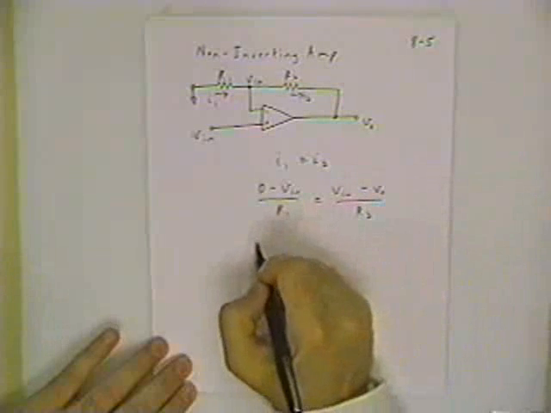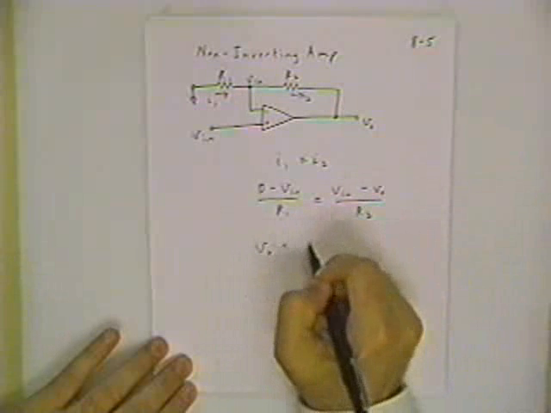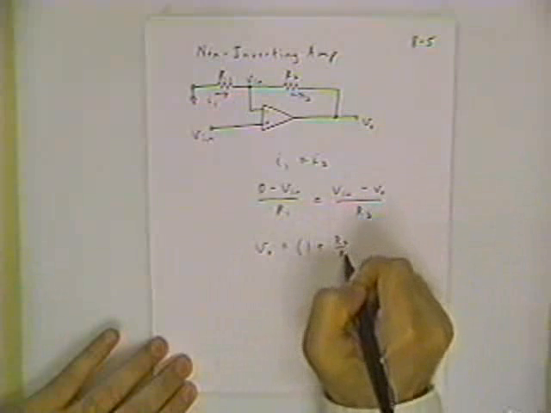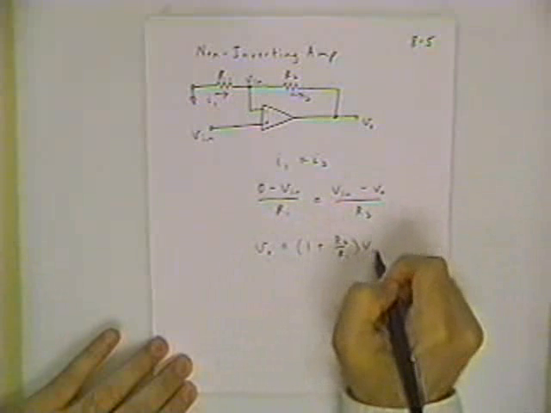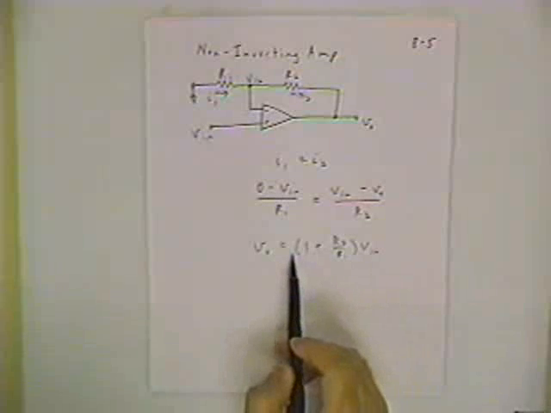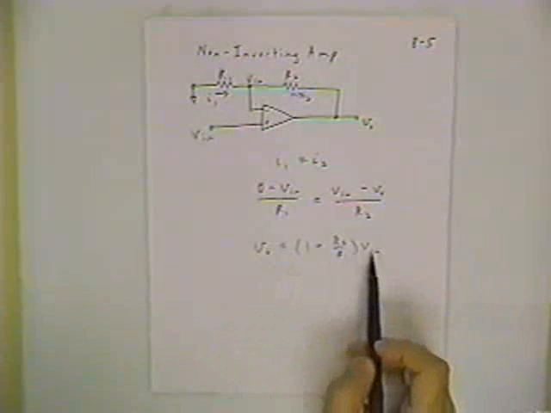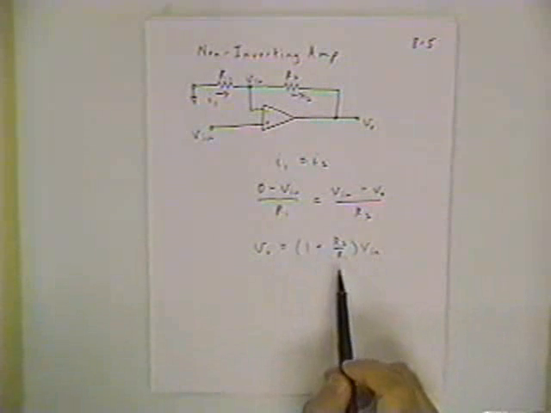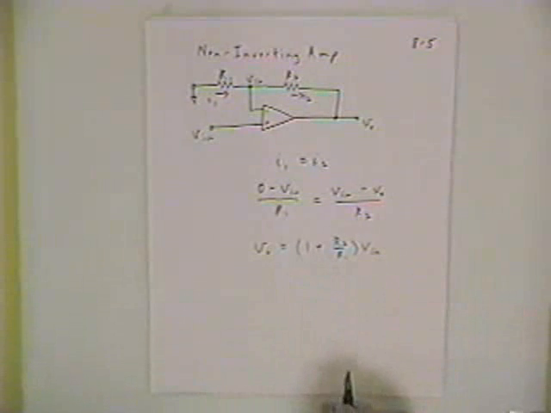And now when I collect my terms and rewrite this, V out equals 1 plus R2 over R1 times Vn. This tells me again the output is a multiple of the input, but notice that this multiple is always going to be positive. So now we have an output and input that are in phase with each other. It's not inverting the output, and in some instances, that's a useful thing.